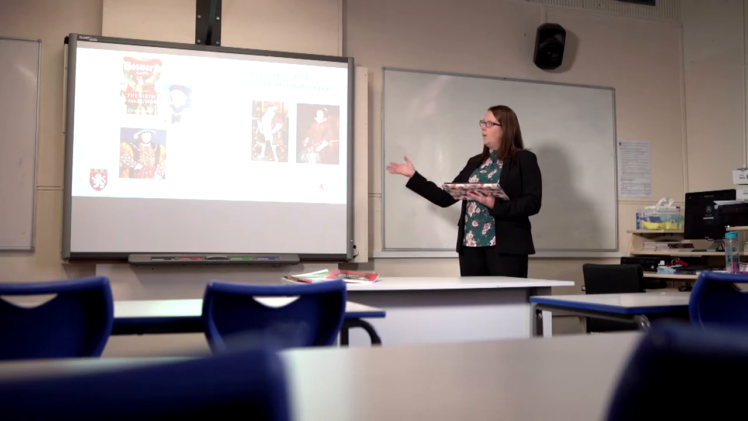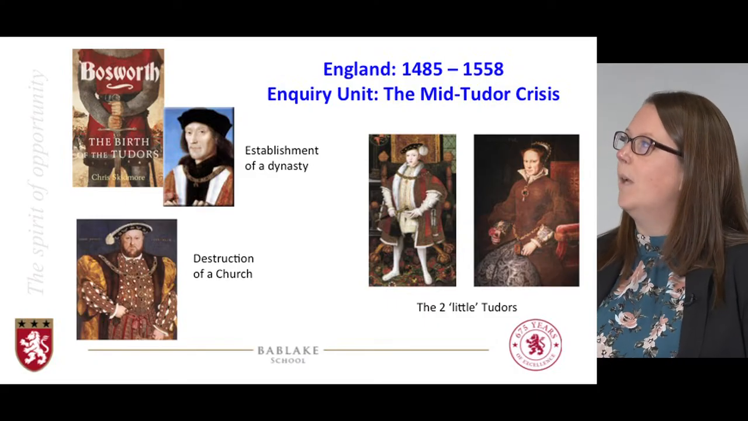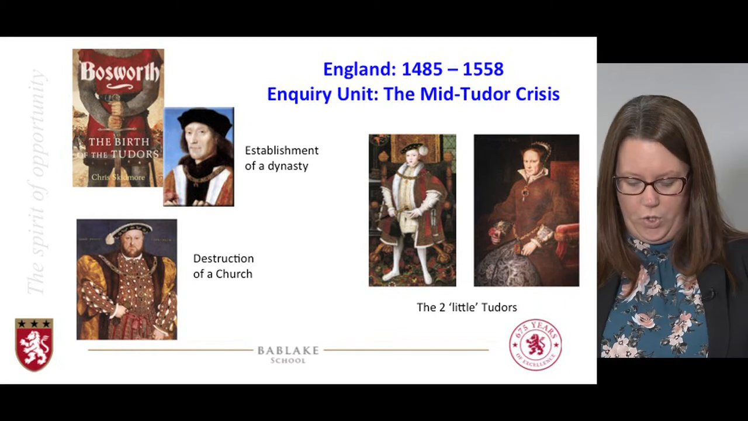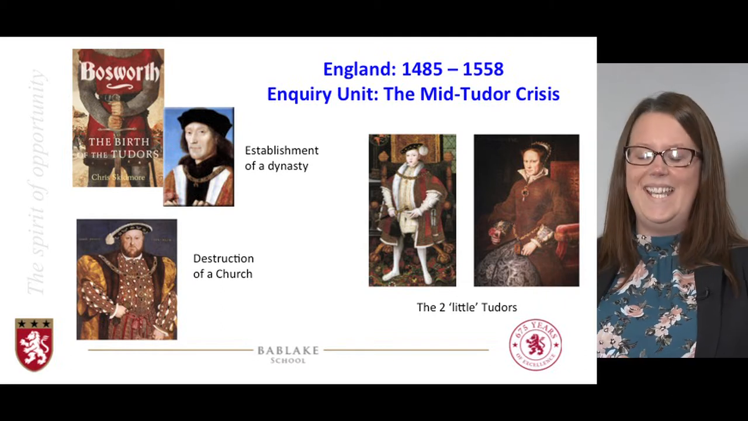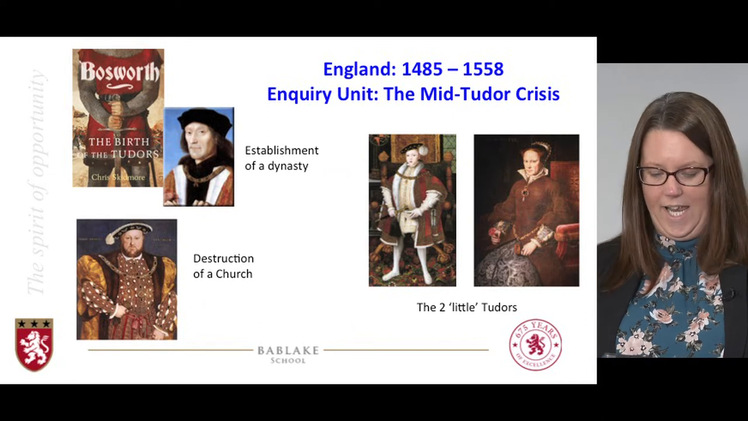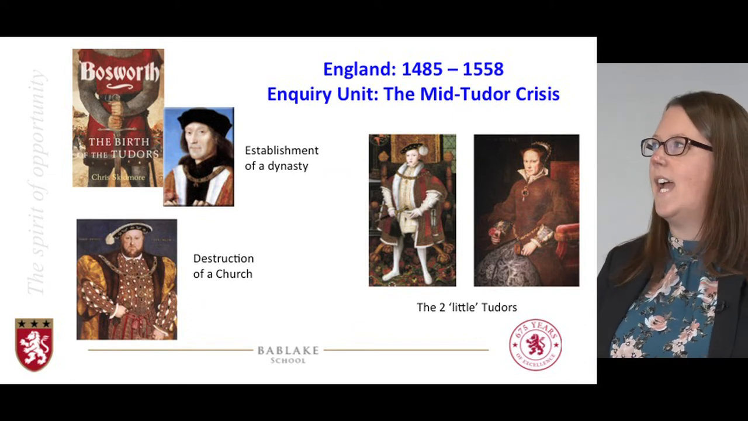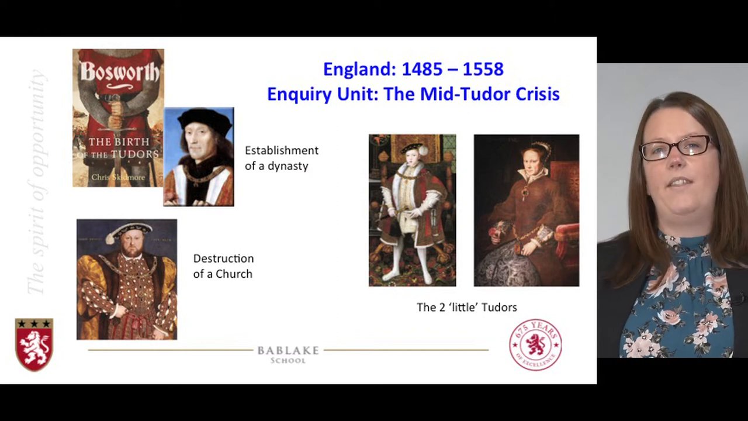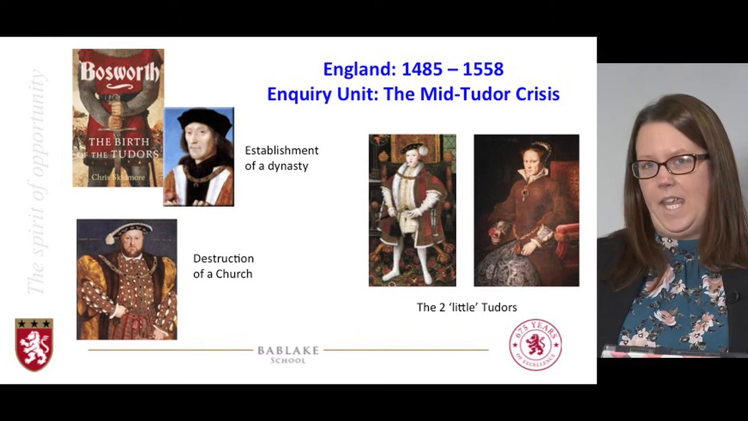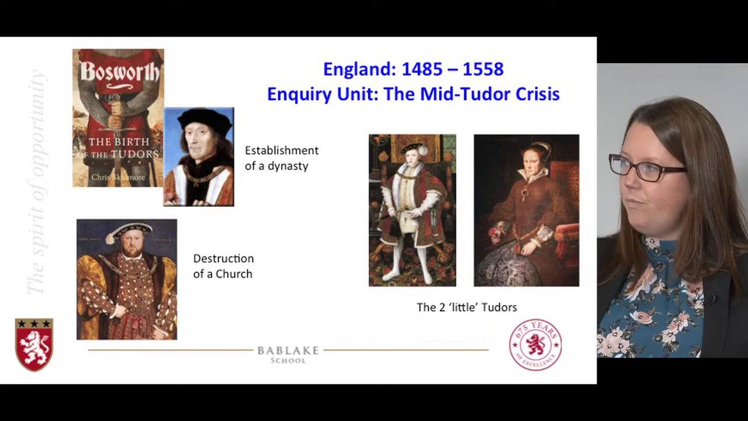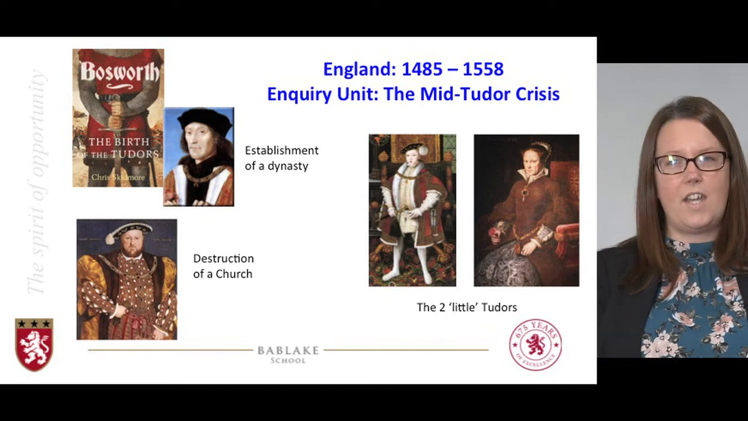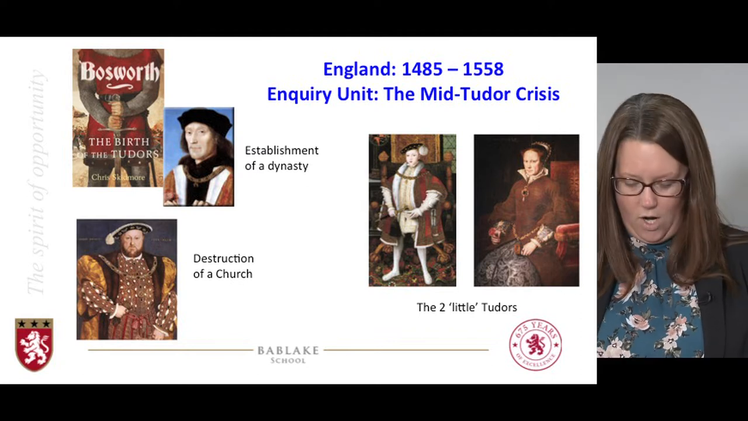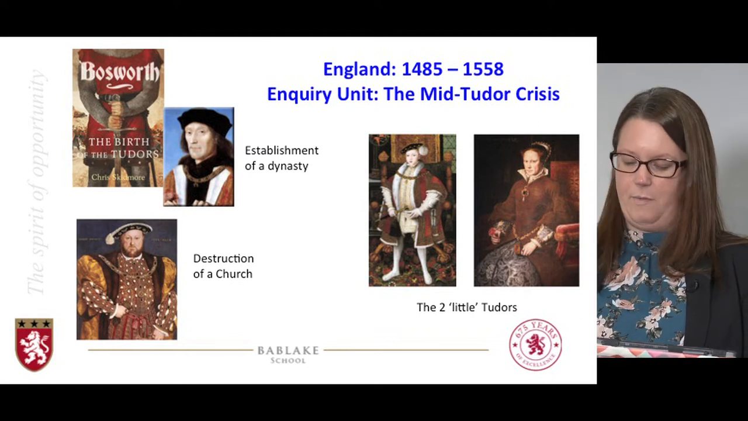So the first one that we look at is England 1485 to 1558, the early Tudor module. This is a period of significant change in English history, looking at how Henry VII establishes himself on the throne and the things that he does to make England powerful. We look at how he passes the throne on to his son, Henry VIII, and the havoc that he wreaks on the English church and the impact of the Reformation.